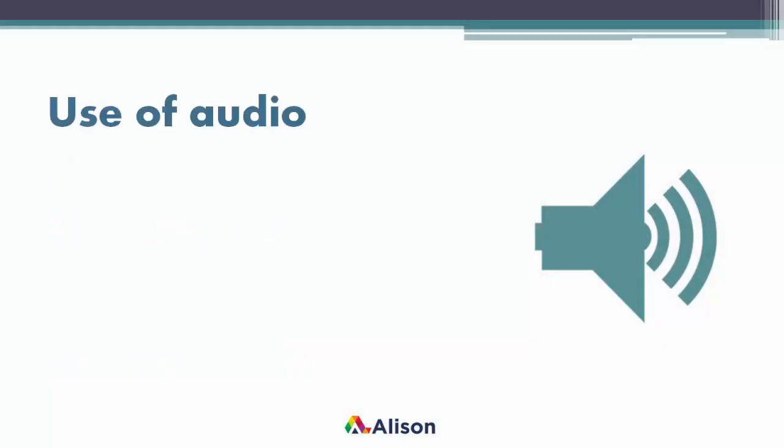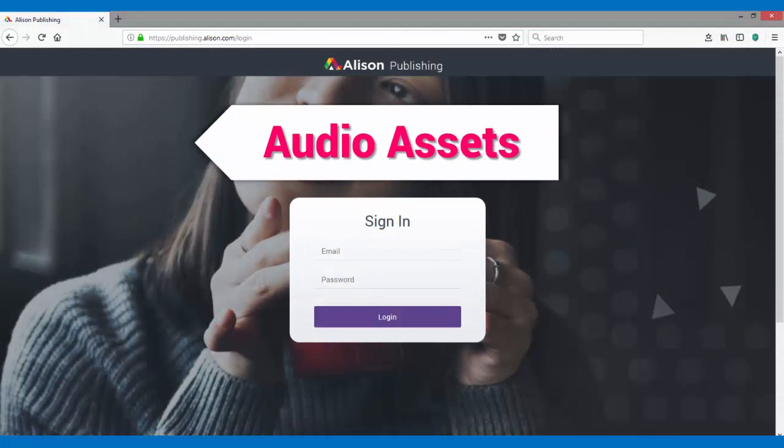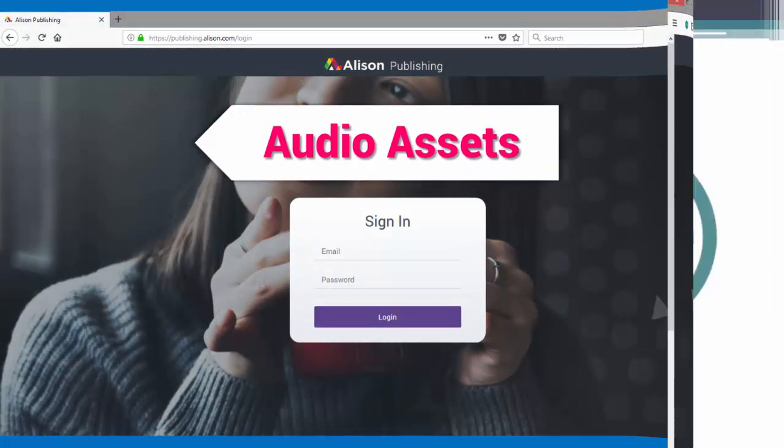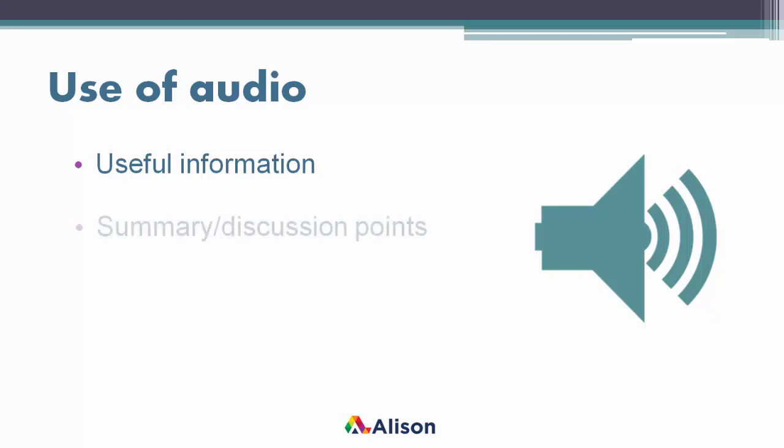From a limited capacity perspective, the following principles regarding the use of audio will help. Learn how to embed audio files in the Alison Publisher tool. See the Alison Publisher course and training videos on the Alison website. Make sure the learning points in the audio are relevant and teach the learner something useful. Reinforce the lesson content with a written summary and/or discussion points.